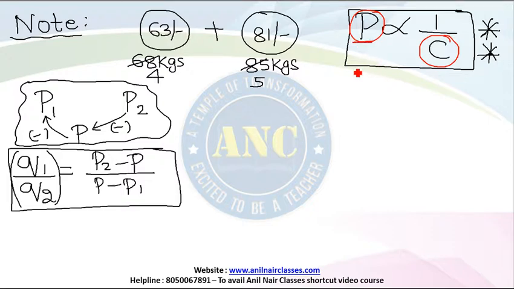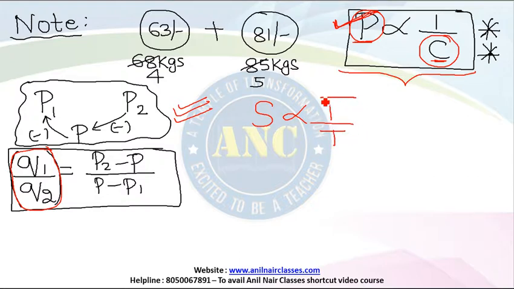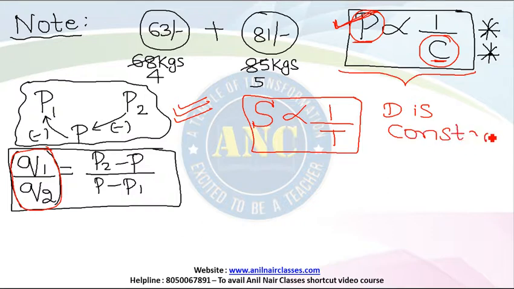That means whenever two parameters are inversely proportional, if I allocate one parameter, I will get the ratio of the other parameter. Similarly, speed and time are also inversely proportional to each other in time, speed and distance, provided distance is constant. If the distance is constant, speed and time are inversely proportional.